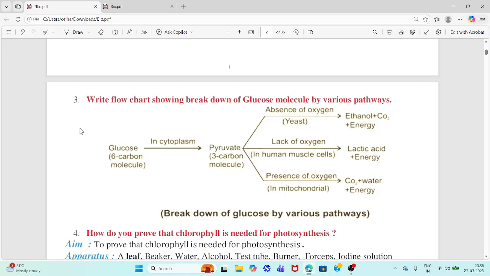Third question: write a flow chart showing the breakdown of glucose molecule by various pathways. So, breakdown of glucose by various pathways. The breakdown of glucose occurs in three main pathways. These are the three main pathways depending on the presence or absence of oxygen.